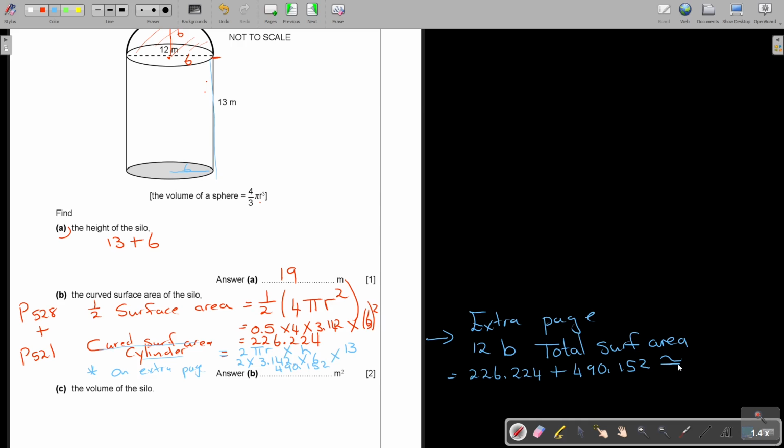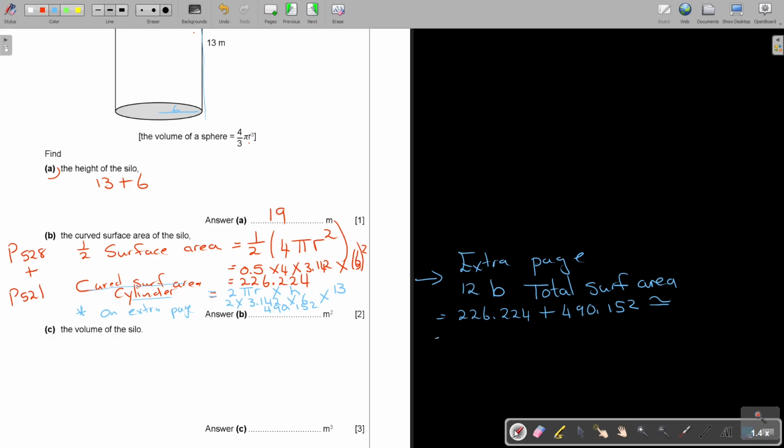490.152. And then I would have got, okay, let's rather continue here. I just want to make space. So I got 716.376. And if I approximate it, then it would have been 716. Now, that is when I was working with pi as 3.142. But if you worked with the calculator pi, these values will differ, but it will still approximate to the same answer. Three significant figures. Okay, that's very important. So I must say that space was a little bit tight, but that's why they give you the extra space.